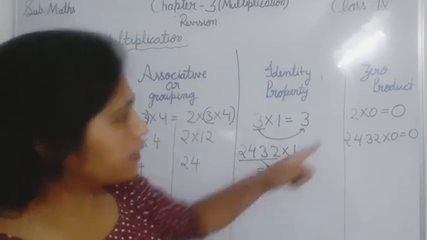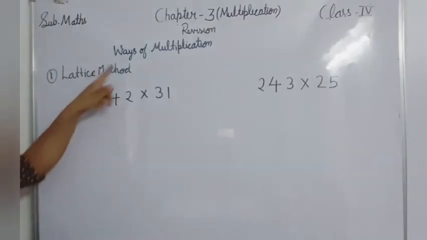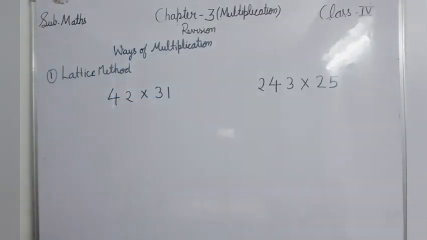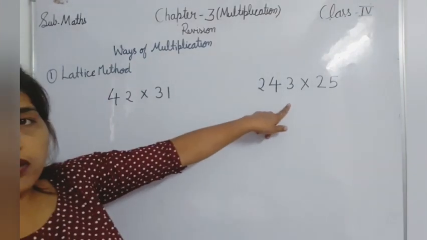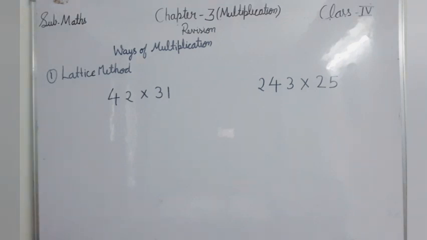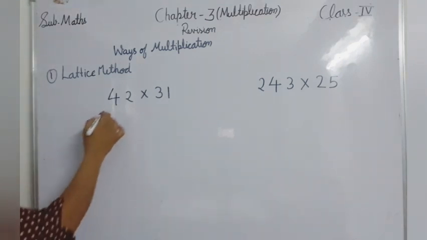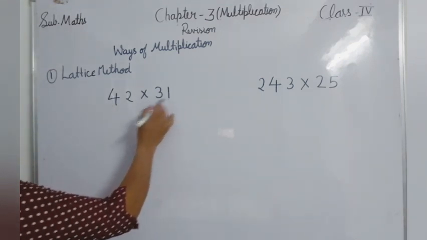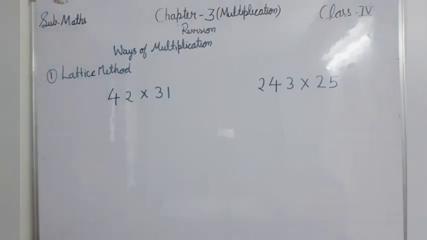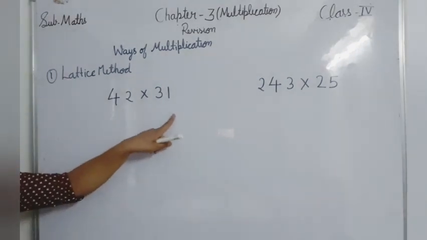The next topic is ways of multiplication. So the first method we are doing is the lattice method. Two problems I will solve here. So now let's start the lattice method. Now we have to solve 42 multiplied by 31 with the help of the lattice method.